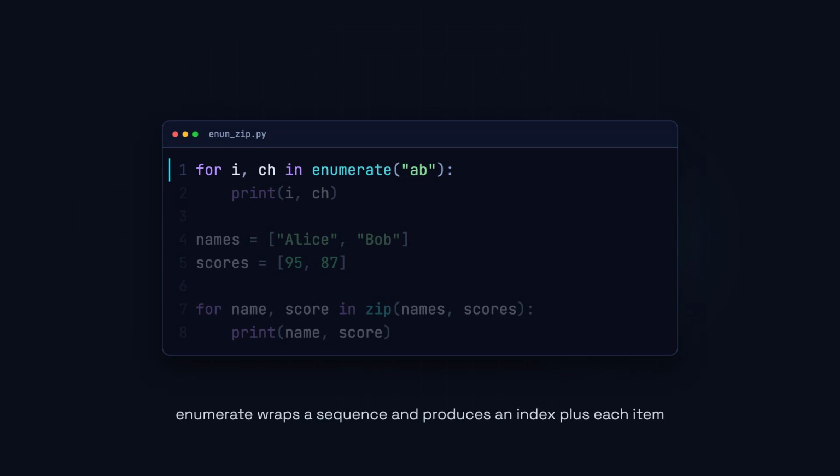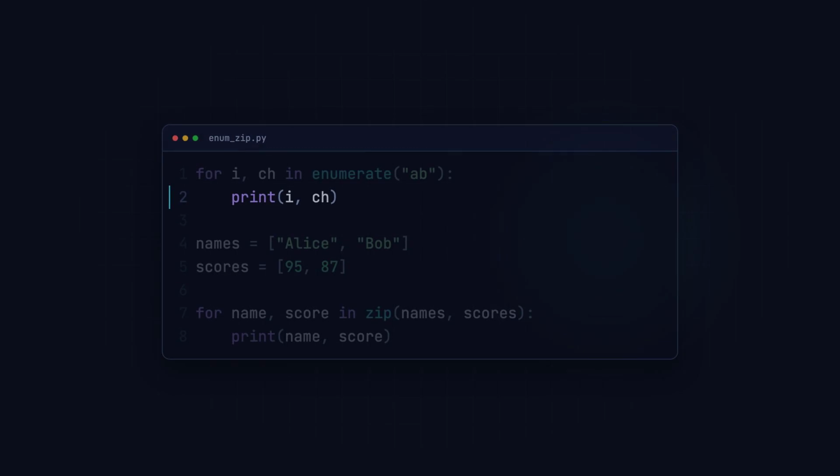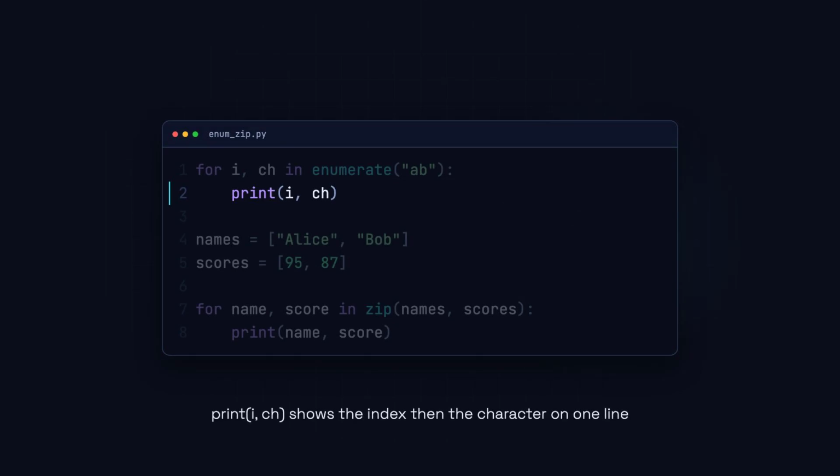Here is our program. The first for loop calls enumerate on the string AB. On every pass, Python unpacks two values. i is the position number, and ch is the character at that position. Inside the loop, print of i and ch displays the index followed by the character. Counting starts at 0 by default, so the first pair is 0 and A, then 1 and B.